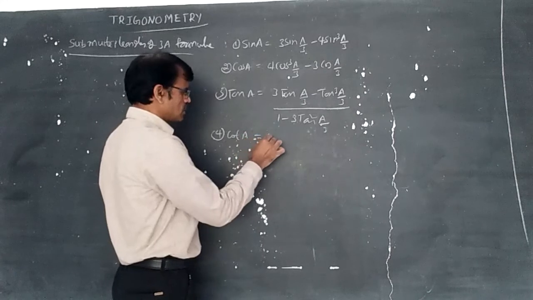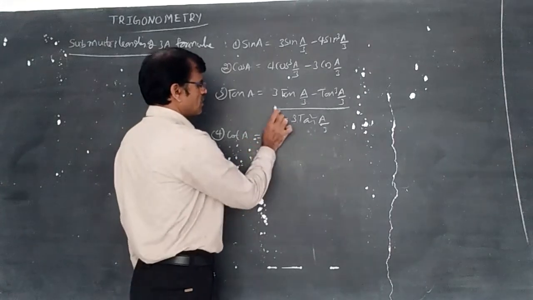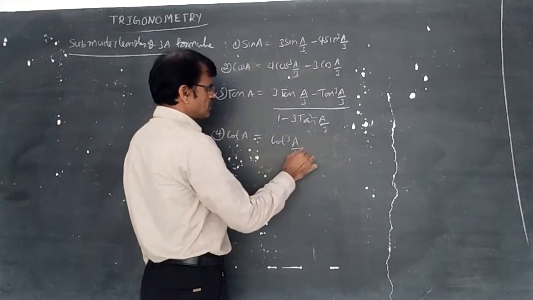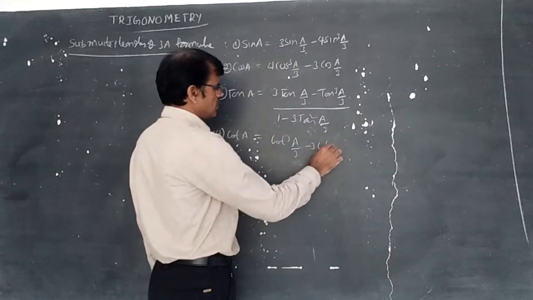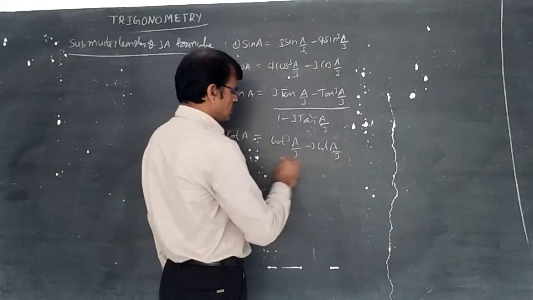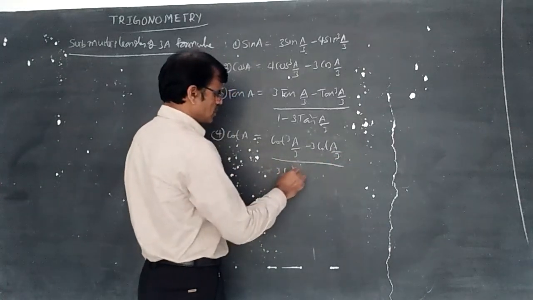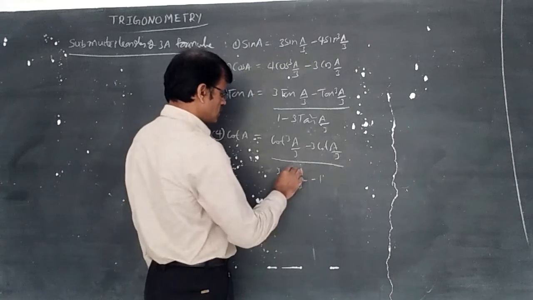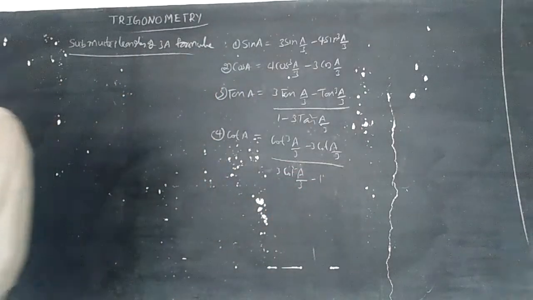Fourth one, cot 3A. So here it is cot A. What we have written is cot cube A. So cot cube A by 3 minus 3 cot A. It is 3 cot A by 3 by 3 cot square A minus 1. So it is 3 cot square A by 3 minus 1. That's all. There is no minus 1 by 3.